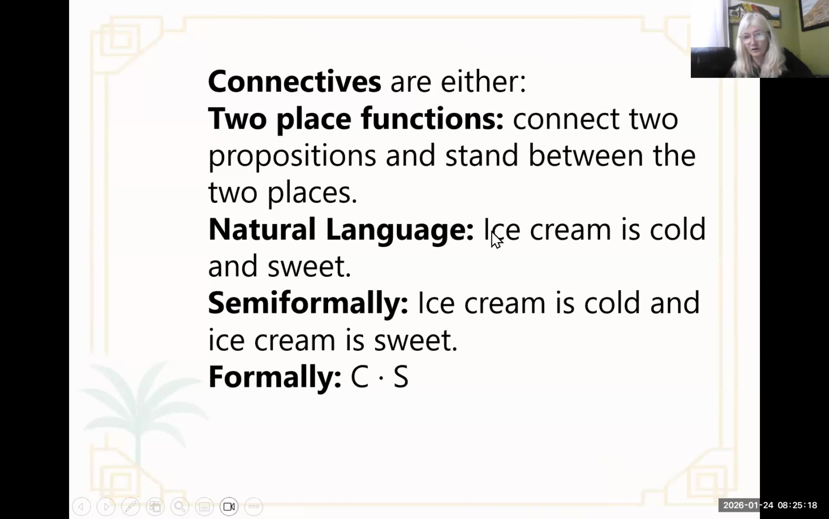Here in natural language, we actually put cold and sweet together because it's shorter, it's more efficient. But I'm going to bring them out. So it says ice cream is cold and ice cream is sweet. So I have 2 complete sentences on each side of my and. Then I'm going to put a dot in between them. I'm going to represent ice cream is cold with C, and ice cream is sweet with S. So C dot S is how I represent ice cream is cold and sweet. That's a two-place function. You can see how the and goes in between the 2 sentences.